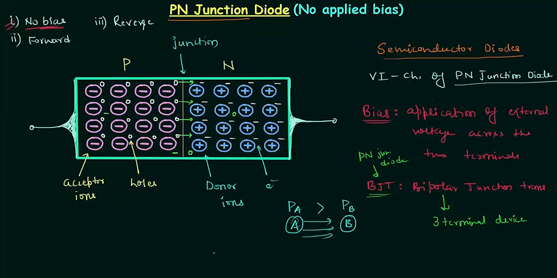And for electrons, the concentration of electrons is more on the N side, so electrons will move to the P side like this. As you can see, we have movement of charge through the cross-sectional area. If the area of the junction is A, then there is movement of charge carriers through this area, and whenever this happens, there is current. The process of movement of charge carriers from high concentration to low is called diffusion, and we call this current diffusion current.